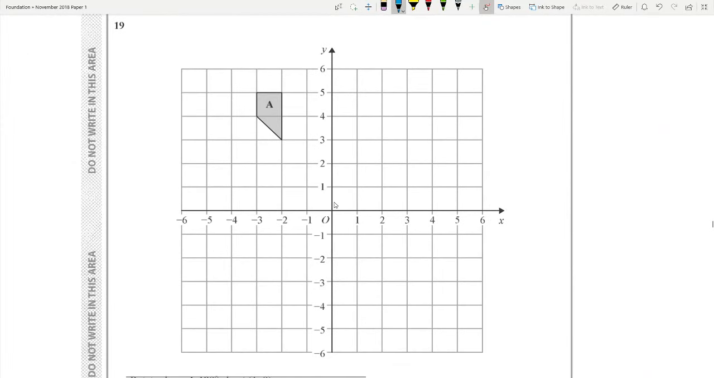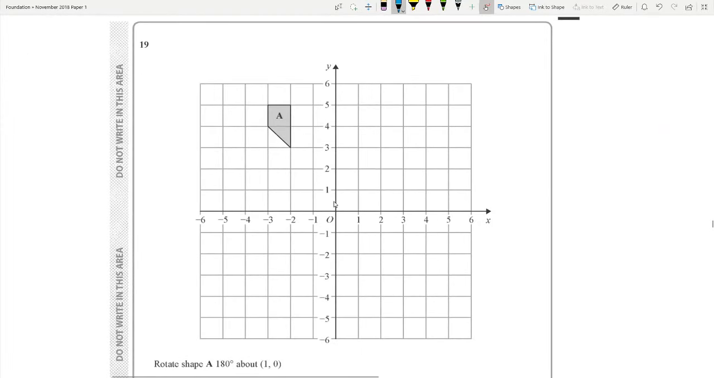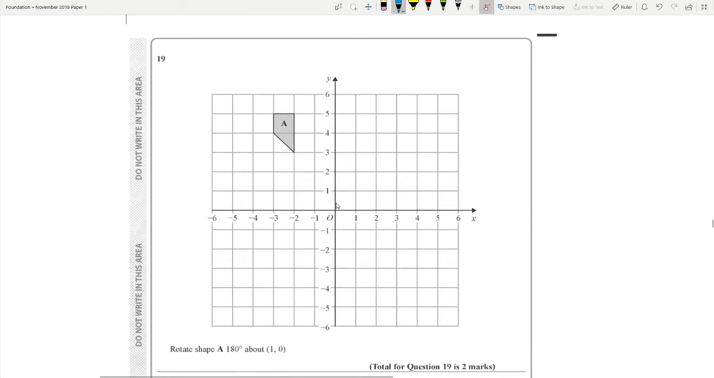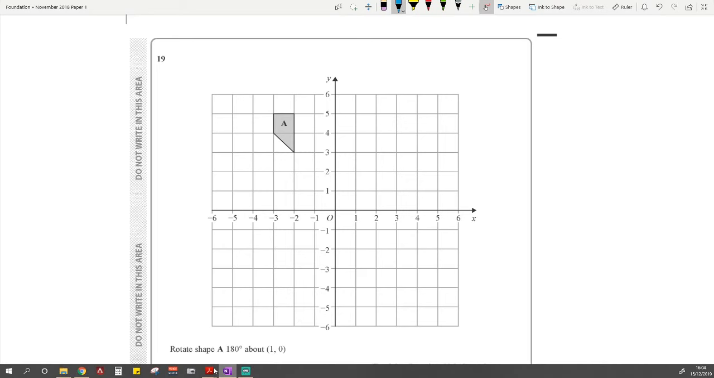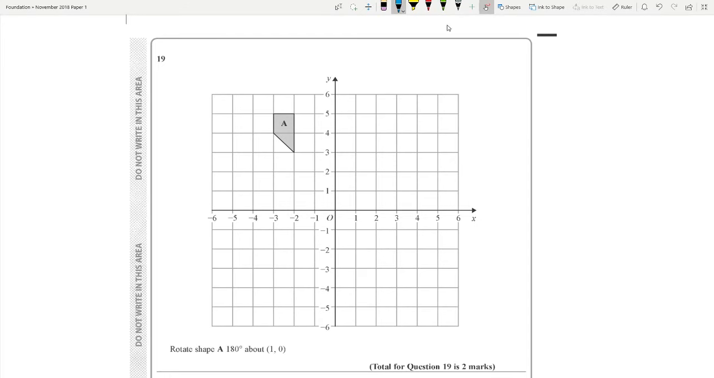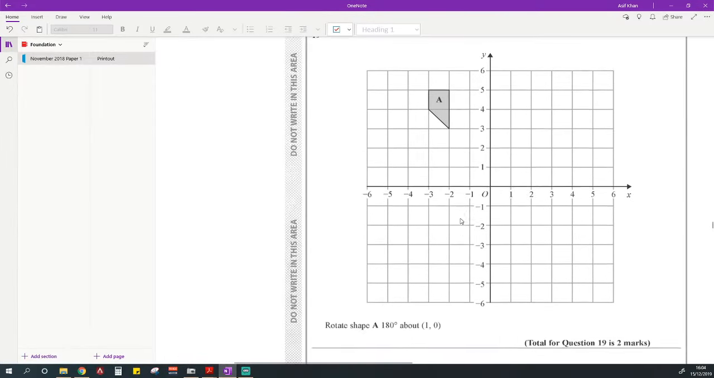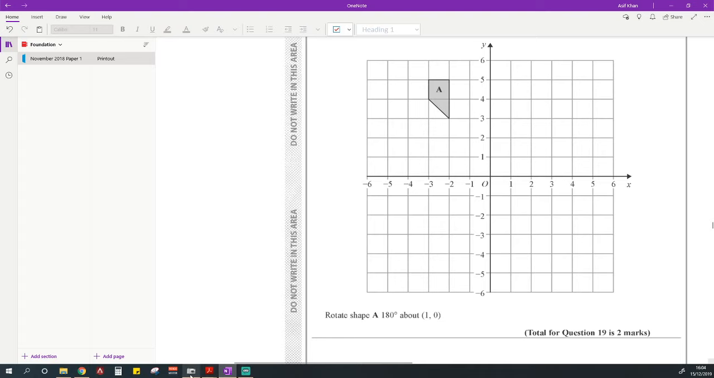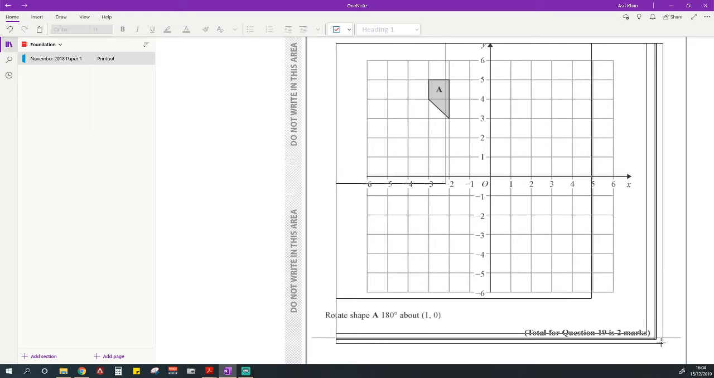Question number 19. Okay, so it's a question on transformation. We want to rotate this shape 180 degrees about 1, 0. Now, for me to show you this, it's going to be a bit tricky, but I'll try my best.